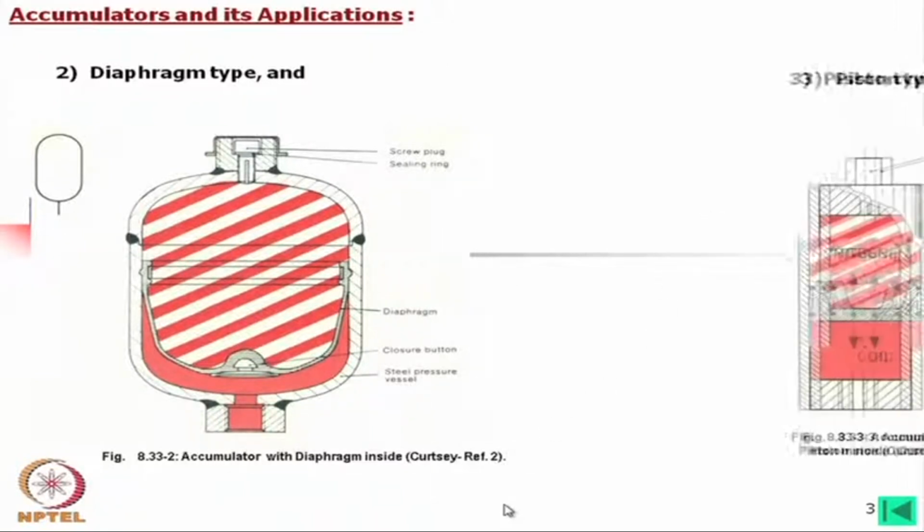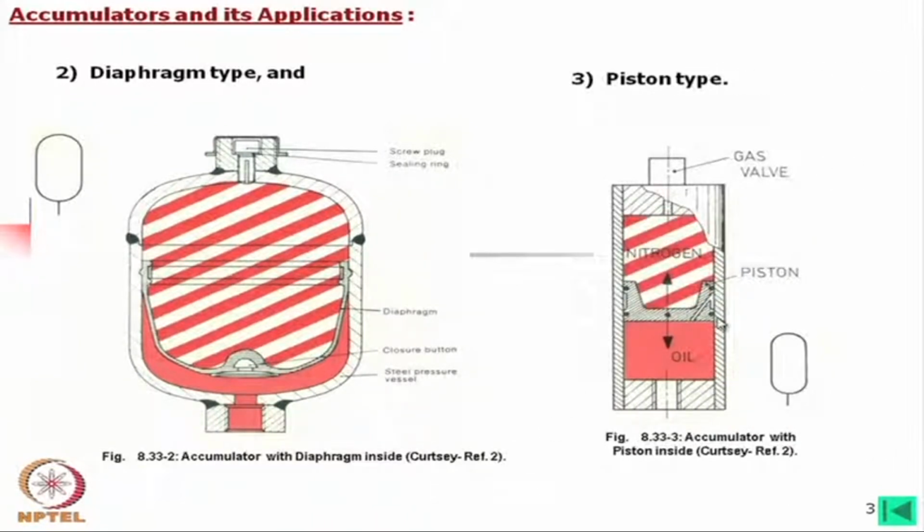And the third one is the piston type. In this case, we can imagine a cylinder whose inside bore is finished to accommodate a piston. This piston has no rod; oil is injected from this side and the gas is charged from the other side. So, this works in the same fashion, but here also this works for very high pressure.